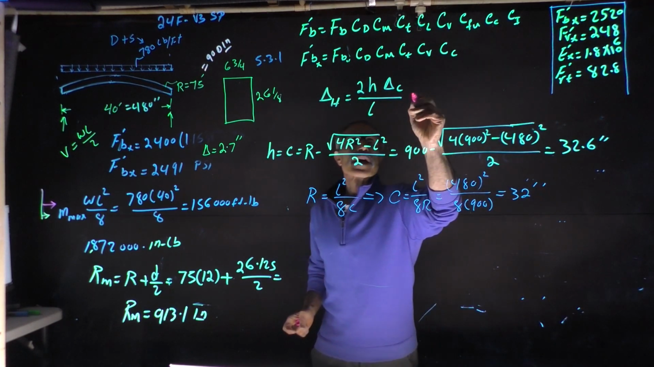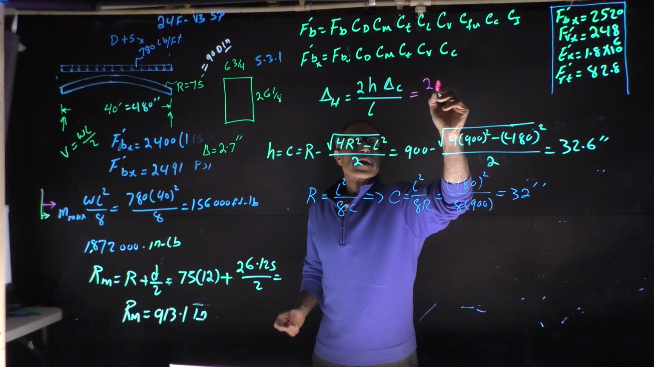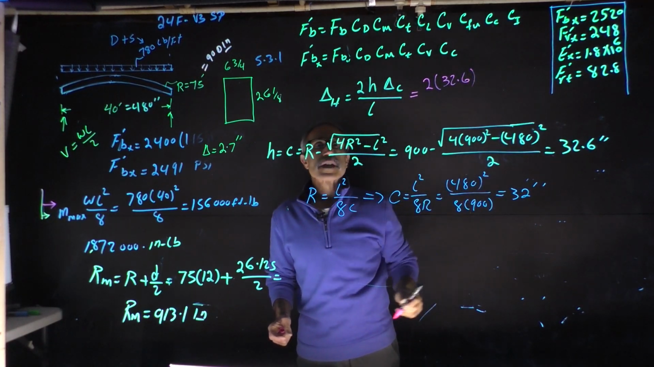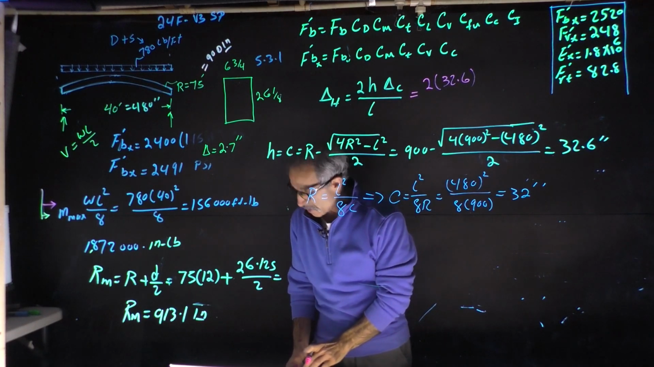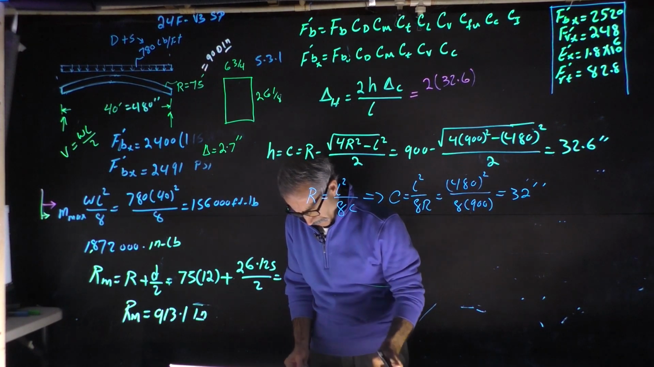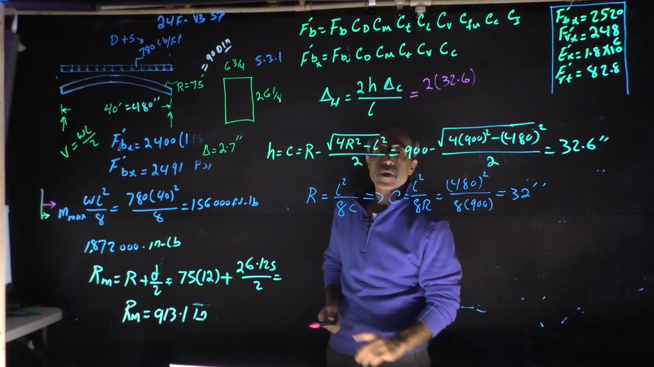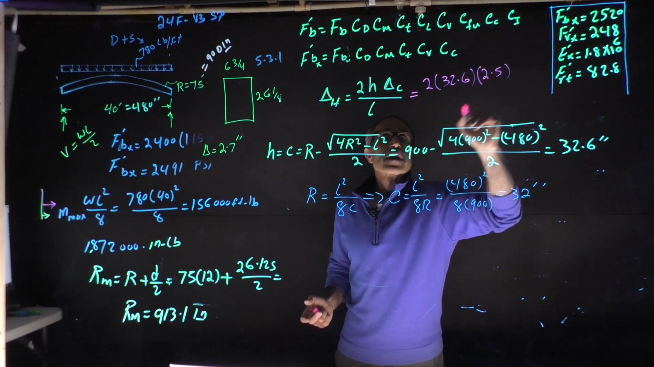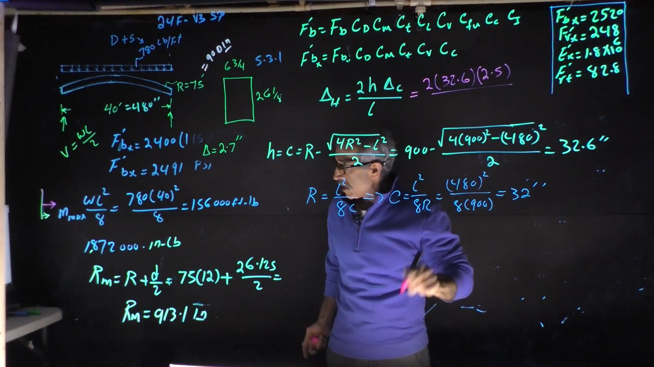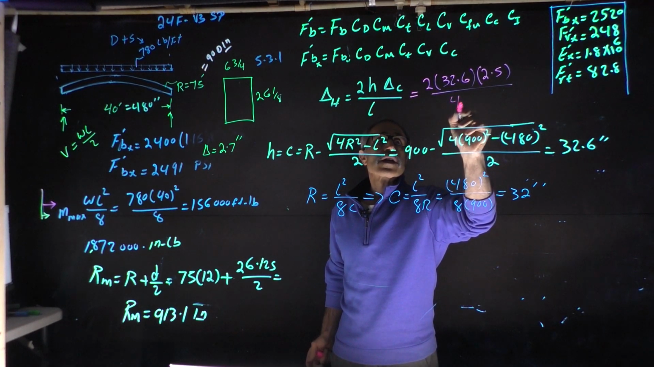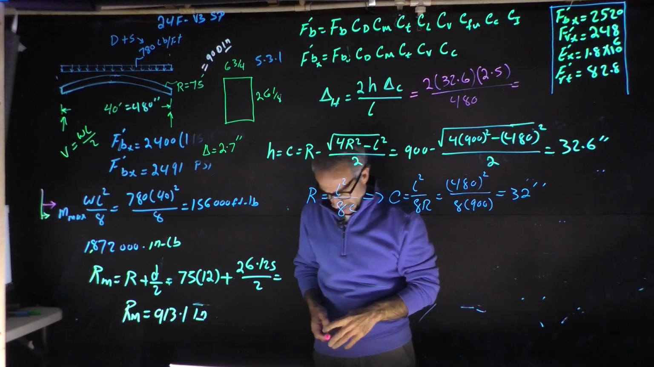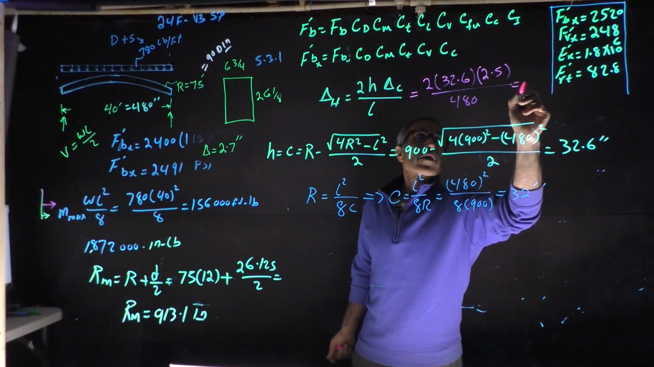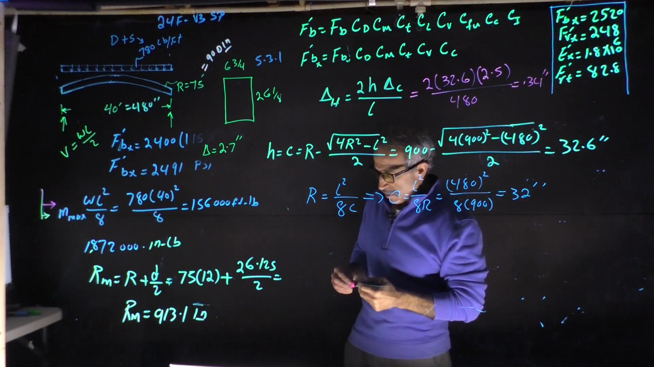Not much difference. Delta H comes out to 2 times 32.6, let's do this one, doesn't matter. And you can see that it's not going to be different. Times delta C, and our delta C was 2.5 inches. We calculated someplace 2.5 inches, and I erased it, and divided by L, and L is 480 inch. So that comes out to 2 times 32.6 times 2.5 divided by 480, yeah, that's right, 0.34. Not much, just a little bit under half an inch.